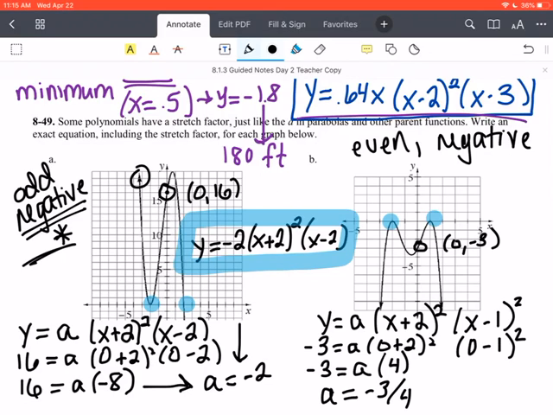So it was actually compressed, because when our number is less than 1, it's going to be pressed downward. I want to stress the importance that you cannot use an x-intercept as the point that you plug in. Do not ever use these x-intercepts as the point that you plug in to find your value of a. So our final equation is y equals negative 3/4 times (x plus 2) quantity squared times (x minus 2) quantity squared.